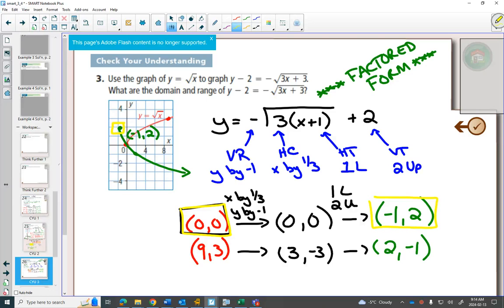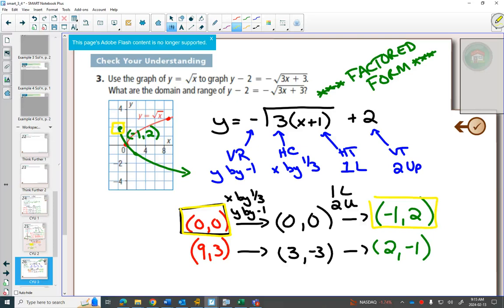Another thing we can do at the end is we can go through just the wording. You see a vertical reflection. Is it going down now? Yes. Can you see a horizontal compression? Seems like it's been pressed towards the y-axis. Yes. Moved 1 to the left. Appears to have done that. 2 up. So generally, does the feel of the graph match the words that we wrote or the abbreviations? Yes. So that's another thing that we can do as a check at the end.